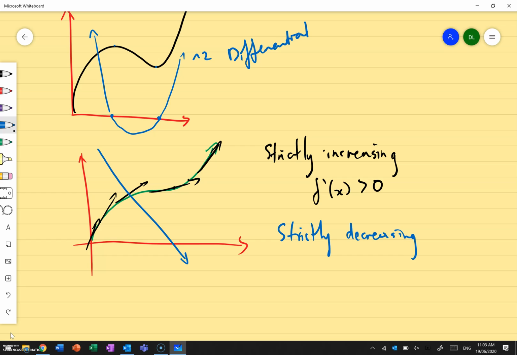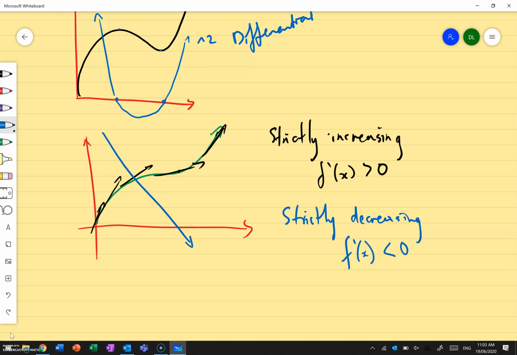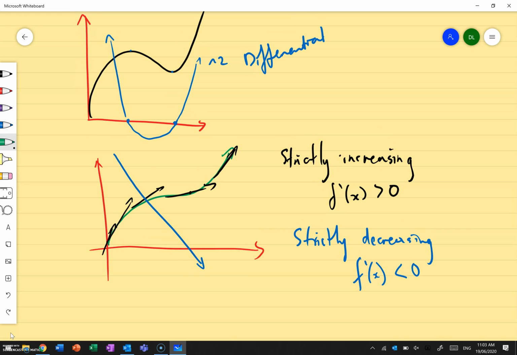So for all x, f dash x is going to be less than 0. In some stages, you will get f dash x equals 0. So if I go back to this cubic function here, at that point right there, it's going to be exactly 0. But we still consider the graph strictly increasing because it doesn't go into the negative, okay?